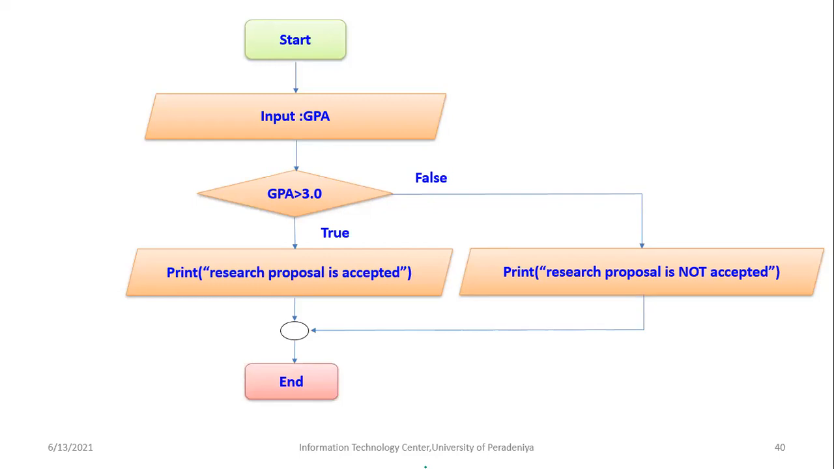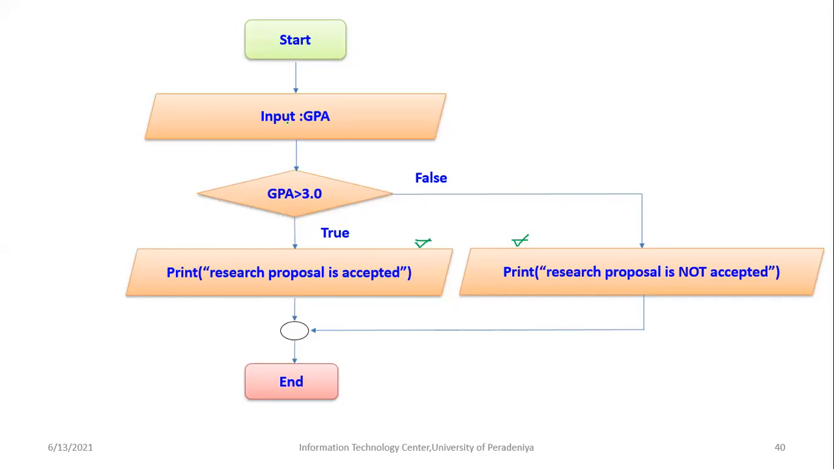So that is the complete algorithm. Now you can see there are two paths. Depending on the output of this condition statement, either this statement or this statement will be executed. Not both, only one of them.